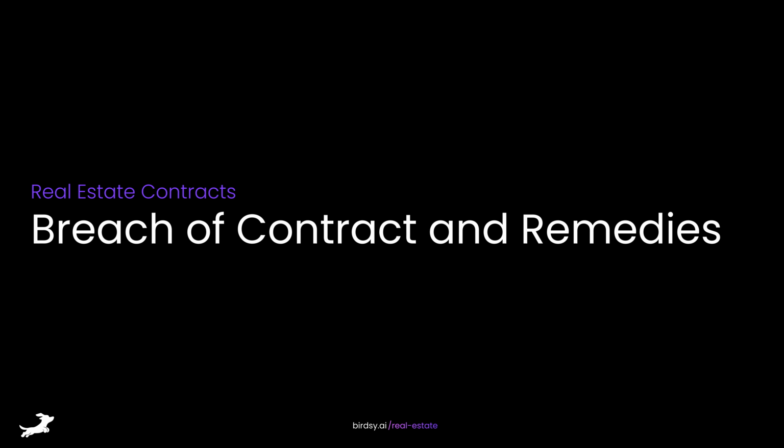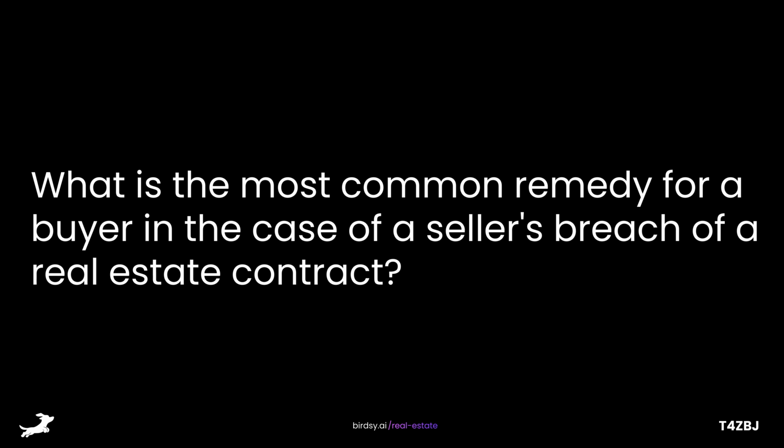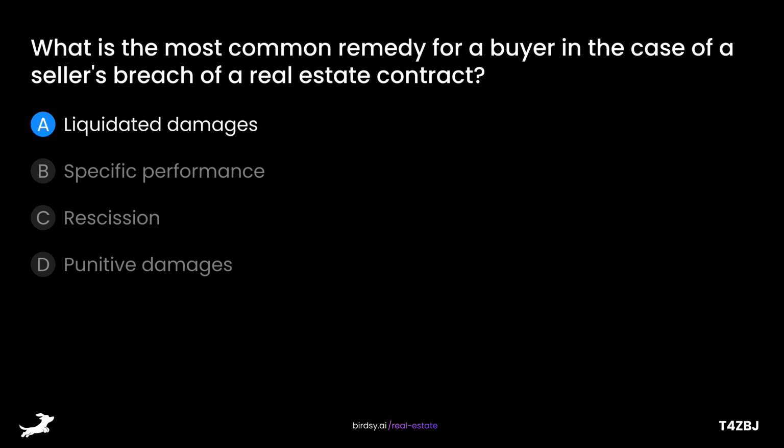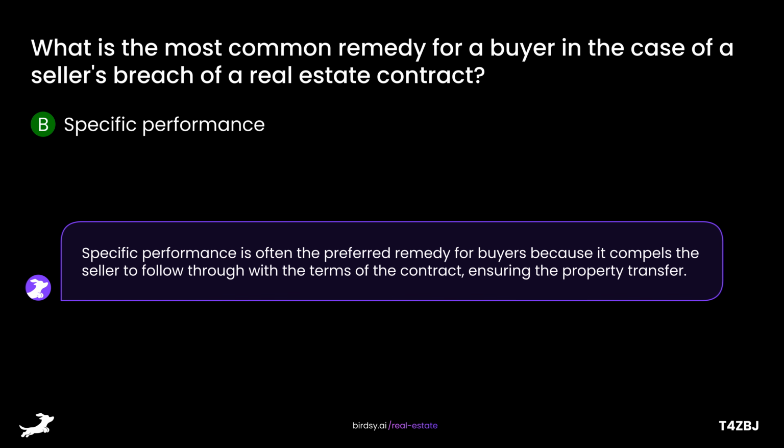Breach of contract and remedies. What is the most common remedy for a buyer in the case of a seller's breach of a real estate contract? Is it A, liquidated damages? B, specific performance? C, rescission? Or D, punitive damages? The answer is B, specific performance. Specific performance is often the preferred remedy for buyers because it compels the seller to follow through with the terms of the contract, ensuring the property transfer.